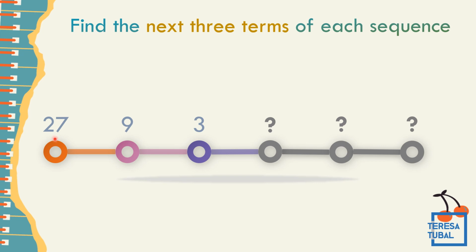So, what could be the number to be divided to make it 9? So, that is 3. 27 divided by 3, that is 9. 9 divided by 3, that is 3. So, 3 divided by 3, that is 1. 1 divided by 3, 1/3. 1/3 divided by 3, that is 1 over 9.